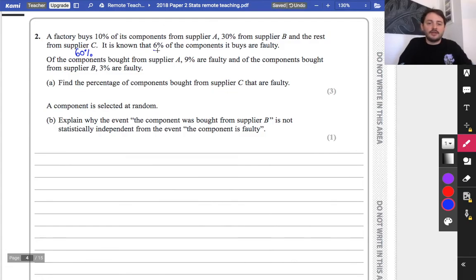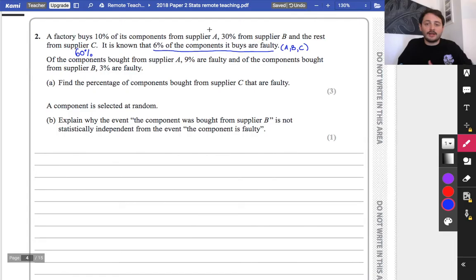It is known that 6% of the components it buys are faulty, and that's the components that it buys from all of the different places, from A, from B, and from C. Of the components bought from supplier A, 9% are faulty. Of the components bought from supplier B, 3% are faulty. Find the percentage of components bought from supplier C that are faulty.